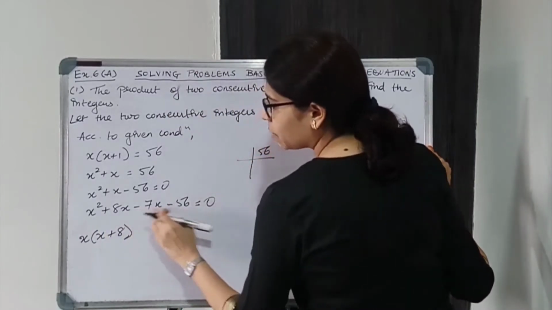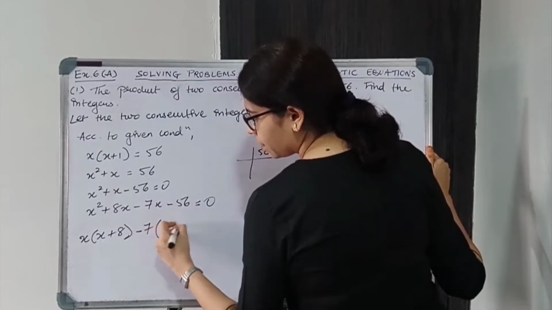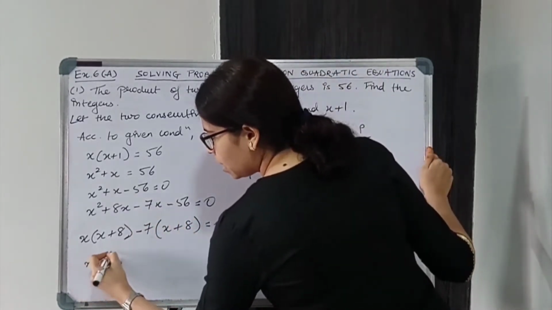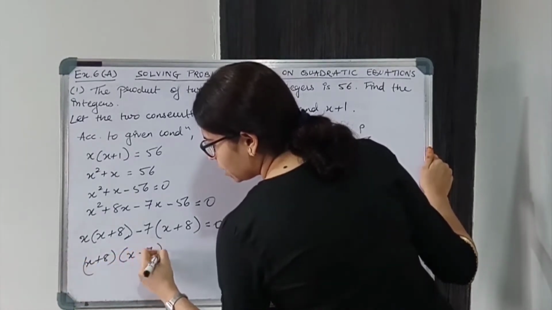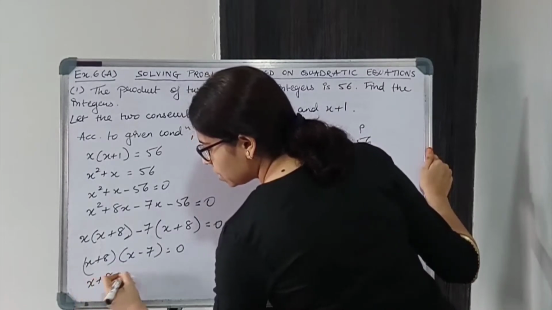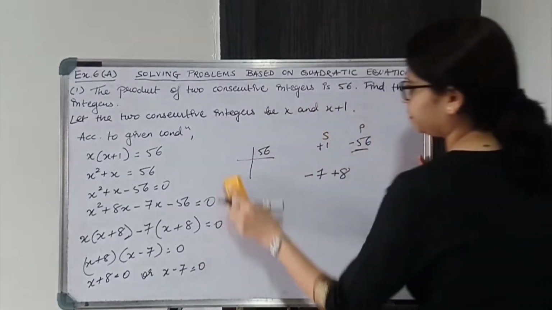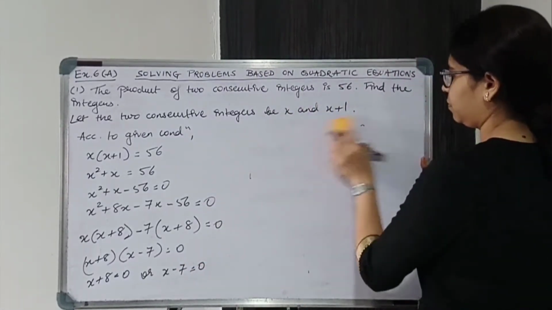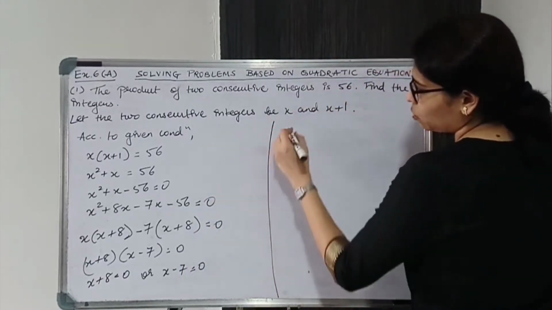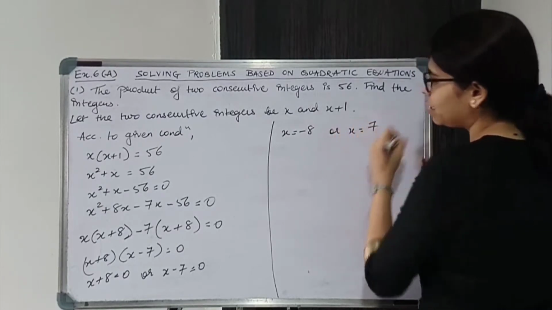यहाँ से कॉमन लेते हैं, यहाँ पे माइनस 7 कॉमन लेंगे. So x plus 8 is equal to 0 — x plus 8 into x minus 7 is equal to 0. So x plus 8 is equal to 0 and x minus 7 is equal to 0. So x is equal to minus 8 or x is equal to 7.